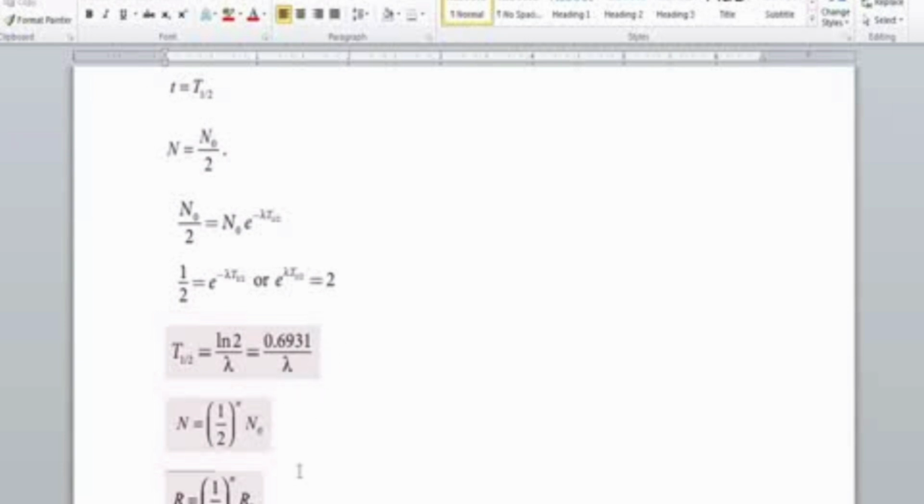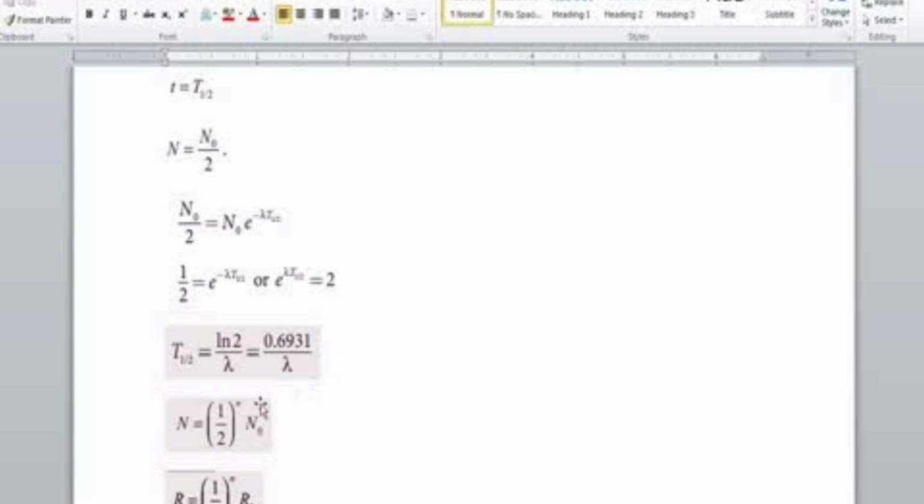At the same time, you can write the 50%, 25% disintegration rate. How many times it takes to disintegrate, for example 1 time or 2 times or 3 times, whatever it is, we can write N equal to 1 by 2 whole to the power of n into N0. For n equal to 1, you get 1 by 2 N0, that is N0 by 2, which is 50%.